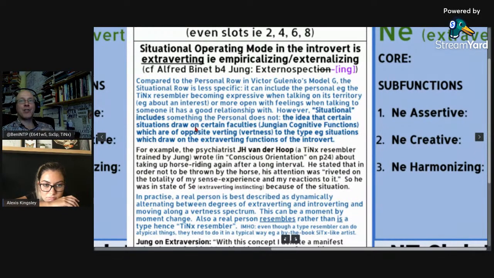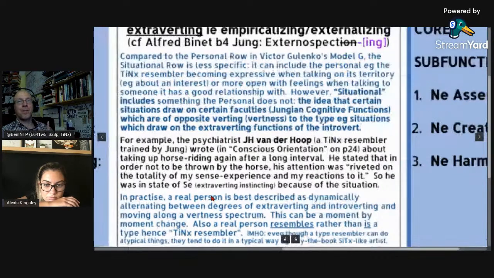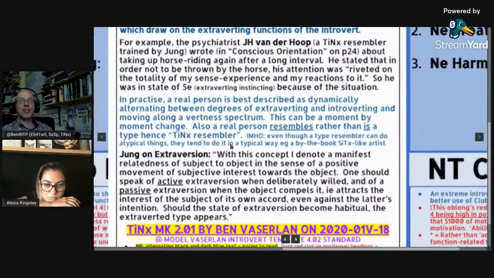The idea that certain situations draw on certain faculties, including cognitive functions, which are opposite in vertness to the type, e.g., situations which draw on the extroverting functions of the introvert. For example, the psychiatrist J.H. van der Hoop, a TINX resembler trained by Jung, wrote in Conscious Orientation on page 24 about taking up horse riding again after a long interval. He stated that in order not to be thrown by the horse, his attention was riveted on the totality of my sense experience and my reactions to it. So he was in a state of SE, extroverting and instincting, because of the situation.